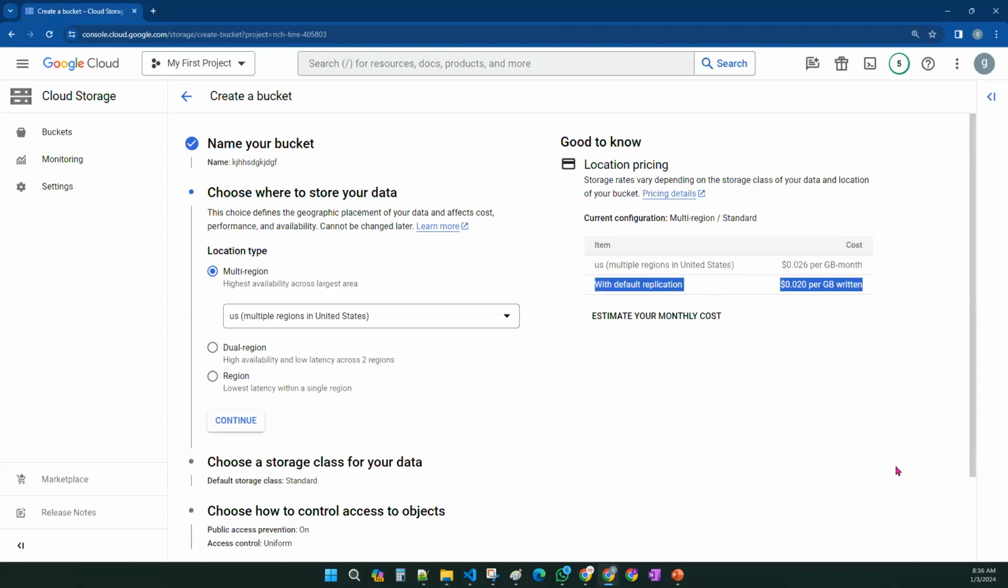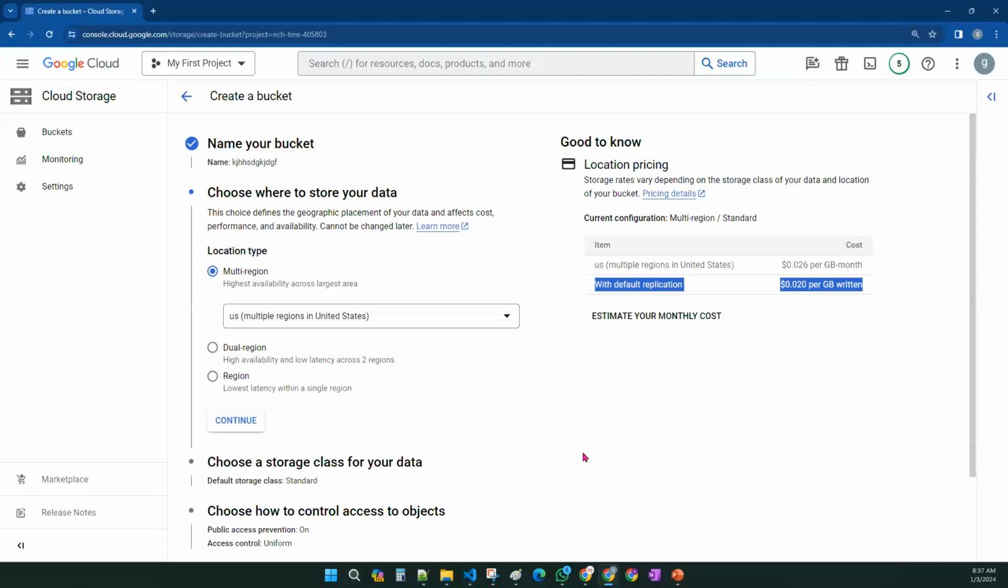The default replication cost is also there, you can look at it. So this is the reason. If you select multi-regions, for example the US, and the US has 5 regions, all the regions will have the same data. That was done by Google Cloud, and Google put a lot of effort into doing that.